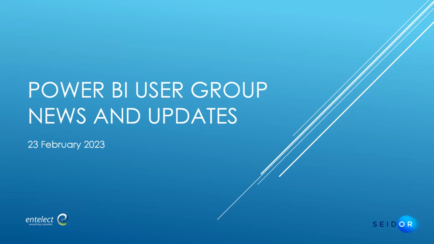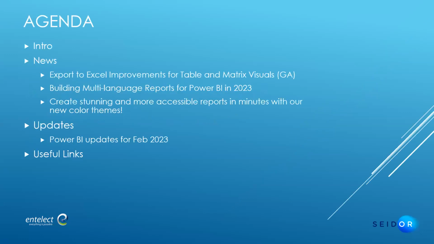All right, so this is the Power BI user group news and updates for the 23rd of February, which is the session that we're in. And just to share what's in the agenda for today, we've got the intro there, which I'm going to do. And then under the news section, some topics to look at: export to Excel improvements for table and matrix visuals, which is now generally available. We've also got building multi-language reports for Power BI in 2023. We've also got create stunning and more accessible reports in minutes with our new color themes.